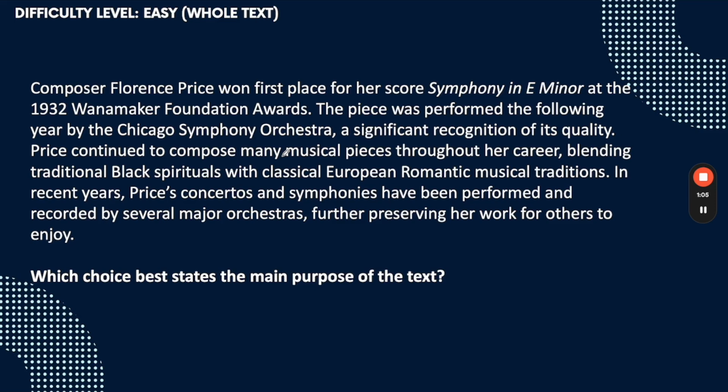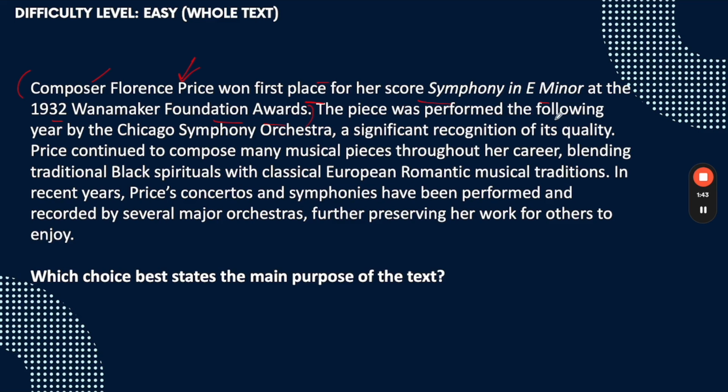Composer Florence Price won first place for her Symphony in E minor at the 1932 Foundation Awards. Now, what is the sentence telling me? It's talking about this person Price, and this person Price won first place in something in this particular year in this particular awards. Now, I don't have to remember what that thing was that she got the first place for and what was the name of the awards. I don't have to get into the details of this. All I need to remember is that this person is a composer and she won the first place for something in 1932. With this understanding, let's read the next sentence.